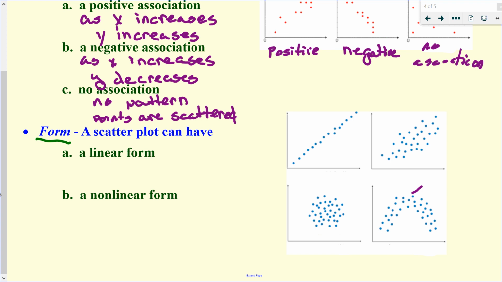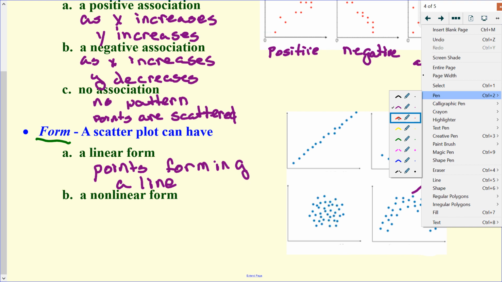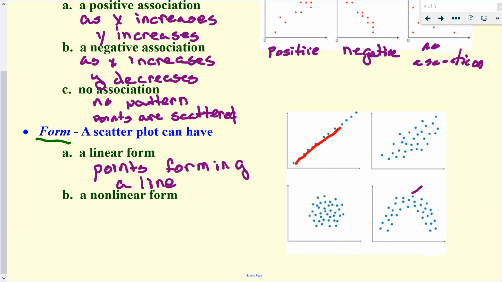Form refers to the shape of the plot. A linear form means the points are forming a line. The strength of that line we're going to discuss later, but they're forming a line. And if we look here, I'm going to go to color, we can see that in this first example, all the points are arranged along that line, so this is going to be linear. Even when we look at the second example, it still has this line going through it. It's not as strong, the points are a little spread out from it, but there's still the general sense of a line. So this one is going to be linear as well.